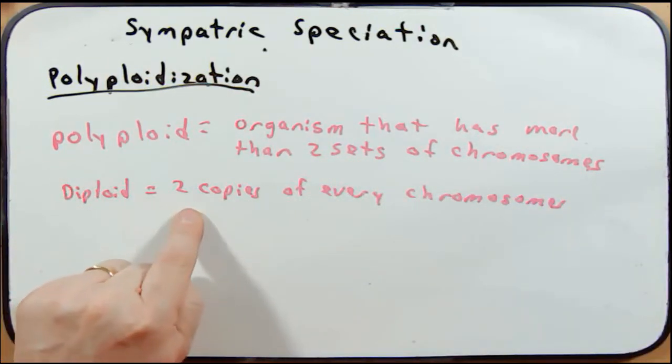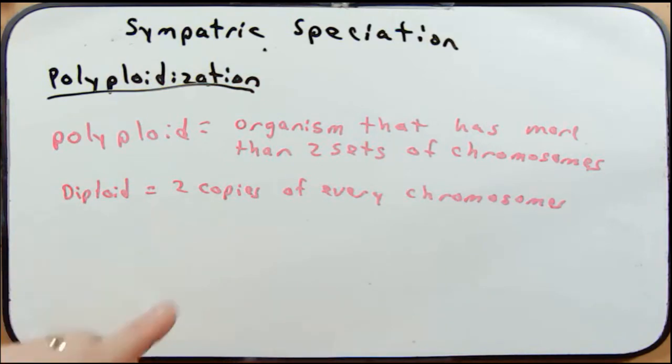Polyploids have more than two copies of every chromosome. So you and I, we have two copies of chromosome 1, two copies of chromosome 2, chromosome 3, and on down the line. Polyploids might have 3 copies of all of those chromosomes.